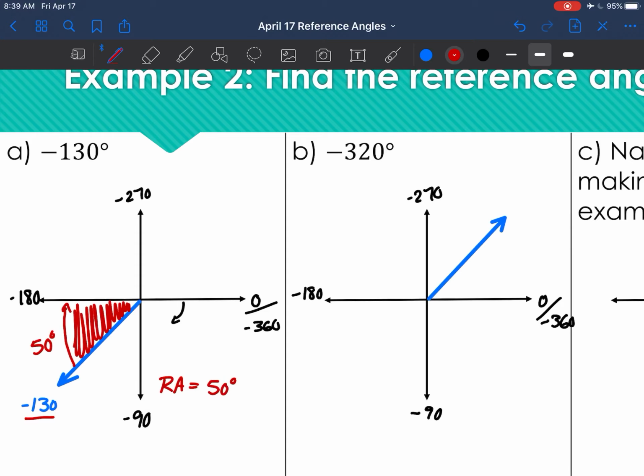Now I just need to find the reference angle. So again, where's the easiest way to the x-axis? It has to be this way. And so how many degrees is that? Well, we drew a negative 320. So this is 320 degrees. To get to the 360 would be another 40 degrees more. So again, always positive. So reference angle is equal to 40 degrees.